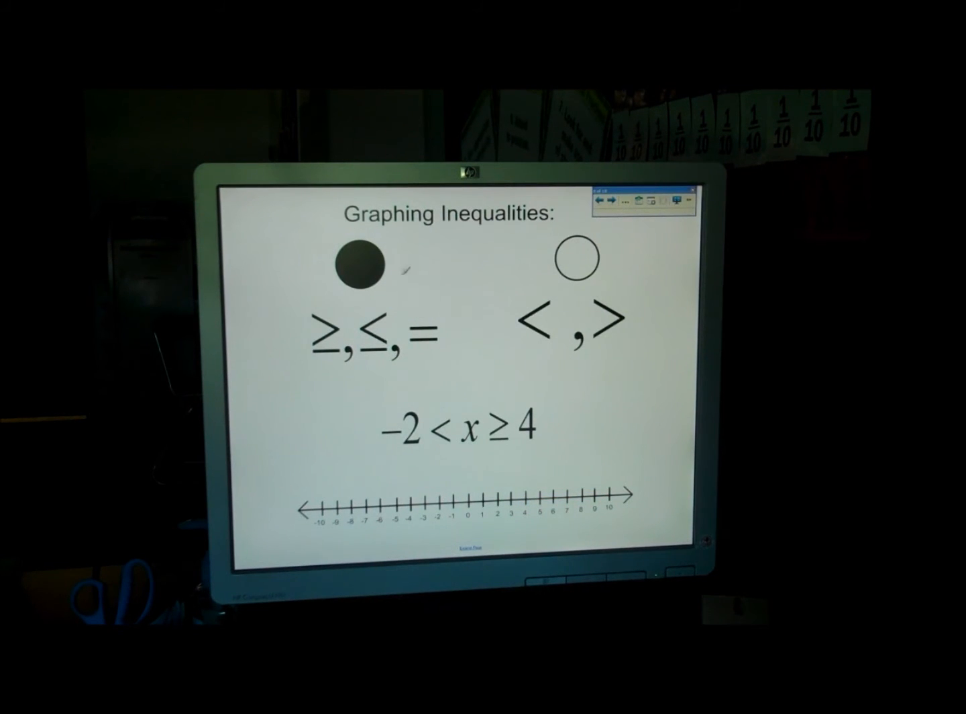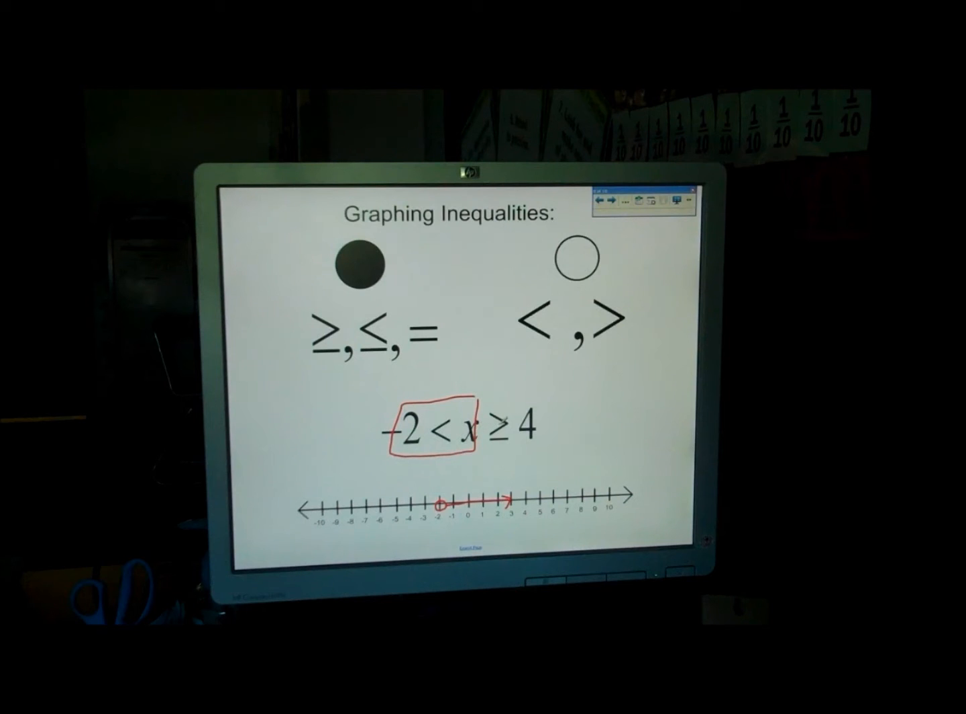Now we have a compound inequality that we're going to graph. So we want to break this into two sections. I want to look at just this piece first. X is greater than negative 2. So I have my open circle on negative 2, and I need things that are greater than negative 2. And I'm going to shade in this direction. Okay?